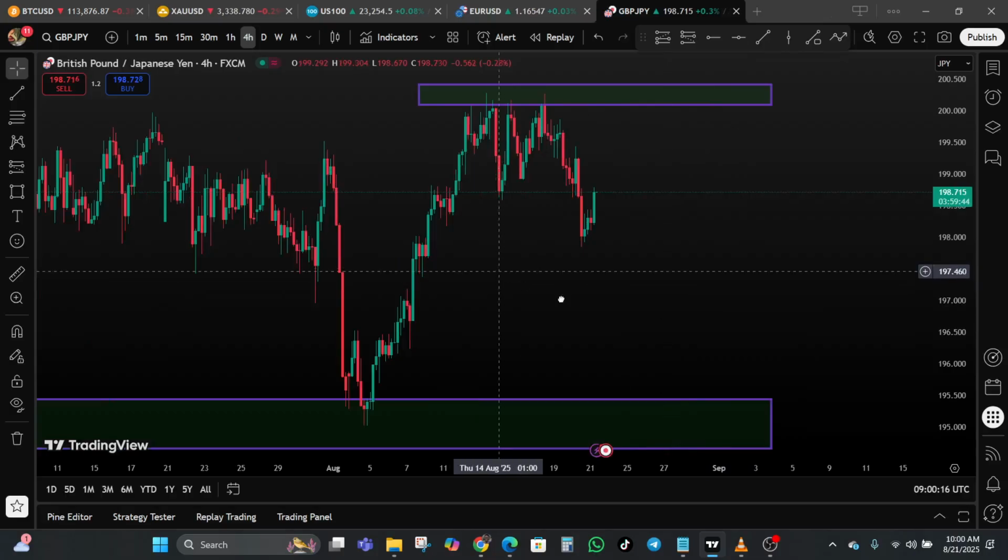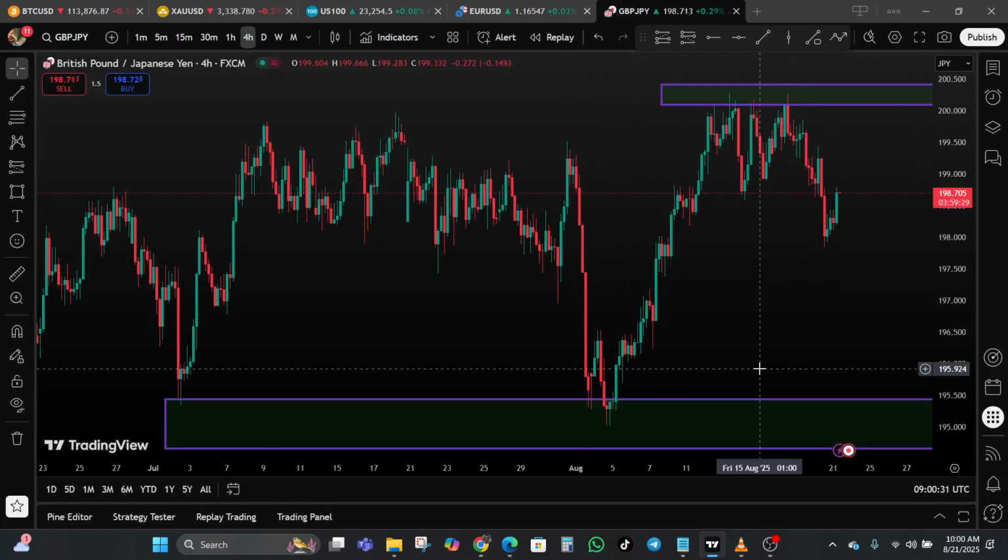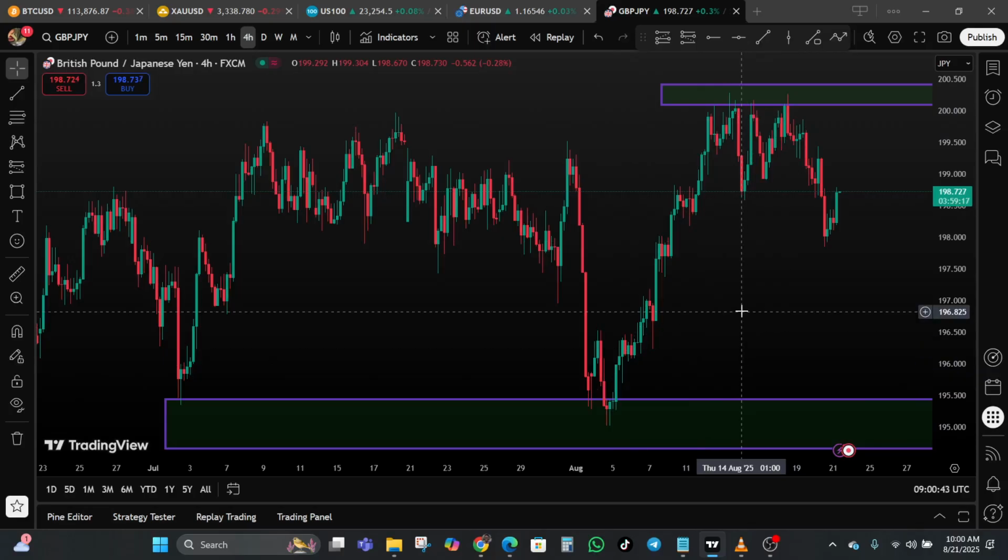The first component of the unicorn strategy is liquidity zones. These are areas in the market where buy stops or sell stops are likely resting. Institutions often target these zones because they know traders place orders around obvious highs and lows. Identifying where liquidity sits is the foundation of this strategy.